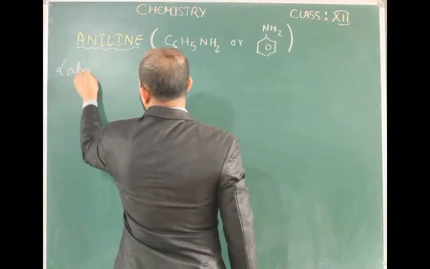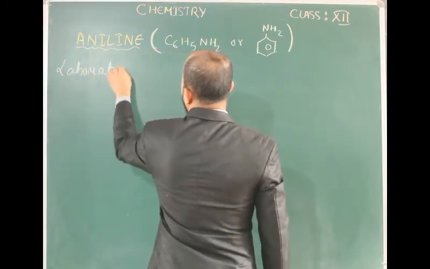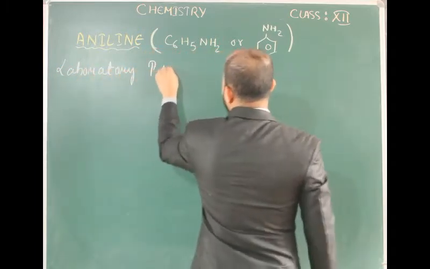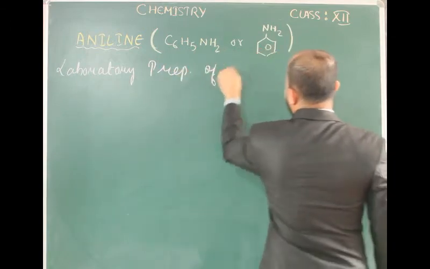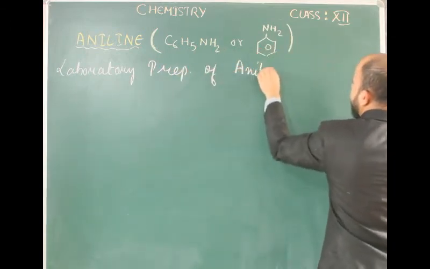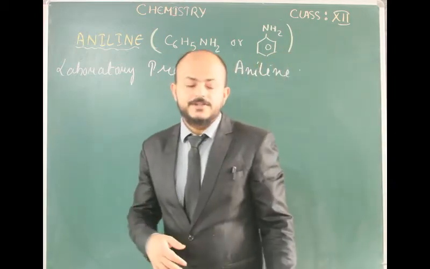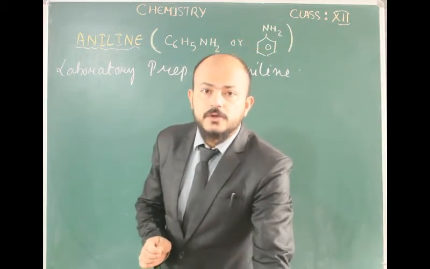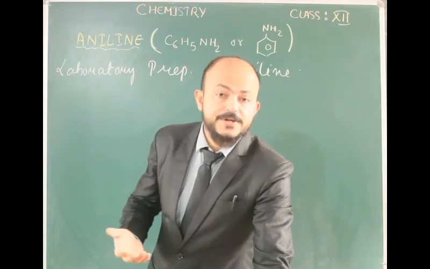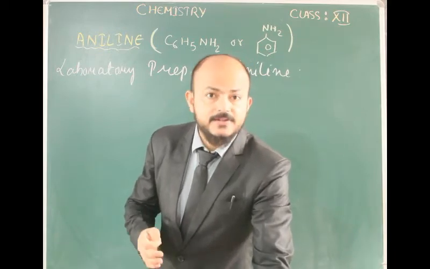Laboratory preparation of aniline. So in the lab, it is prepared by the reduction of nitrobenzene. So in the lab, how is it prepared? It is prepared from nitrobenzene and it has to be reduced.